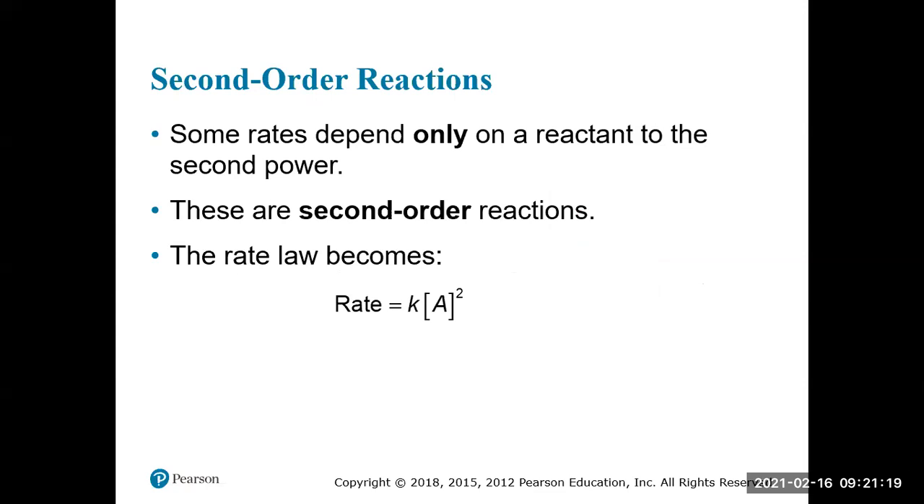Okay, so let's look at second order reactions. Second order reactions mean that the rate depends on one reactant that is second order in just that reactant, but the second order reaction can also be two reactants, each first order. Remember, we talked about that earlier.